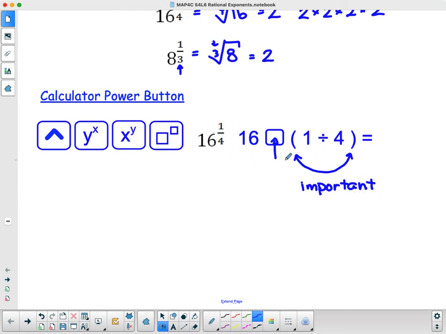If you just put to the exponent 1 and then divide it by 4, what it does is goes 16 to the exponent 1, divided by 4. And that's not what we want. We want 16 to the exponent 1 over 4. So make sure that you put these brackets around there when you plug it into your calculator. So give this a try. Make sure that you can actually get a 2, because that's what you're looking for here. That just makes sure that you've plugged it in correctly.